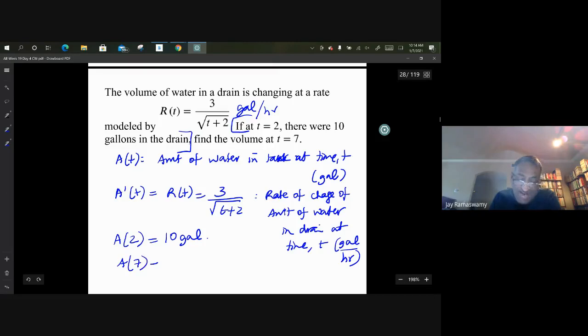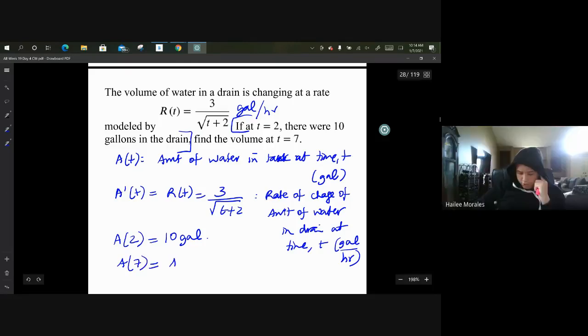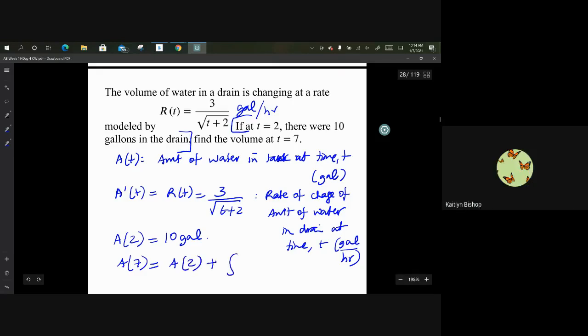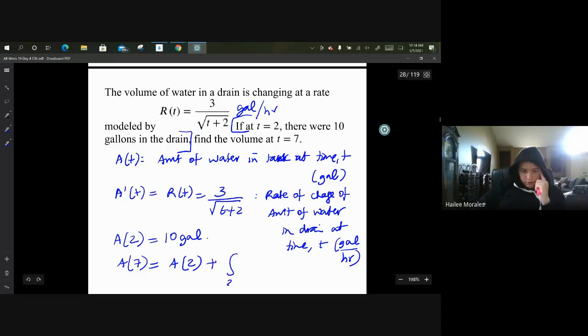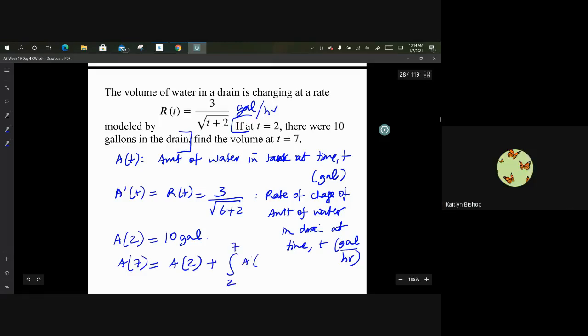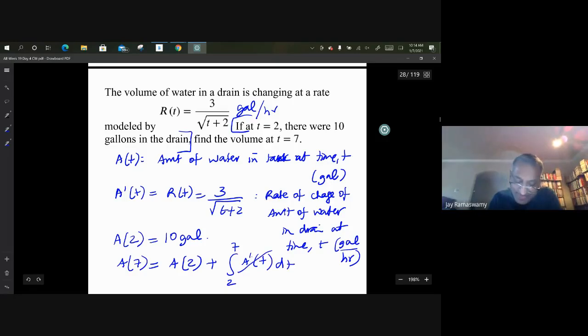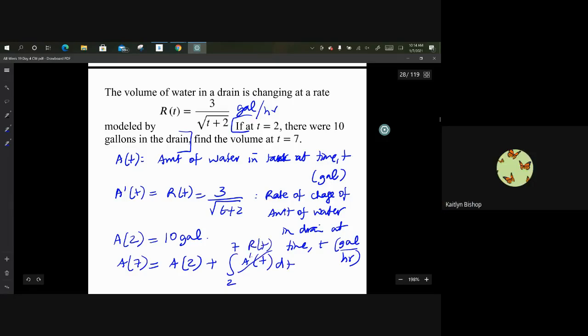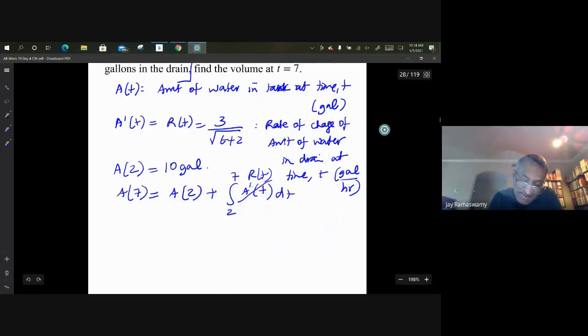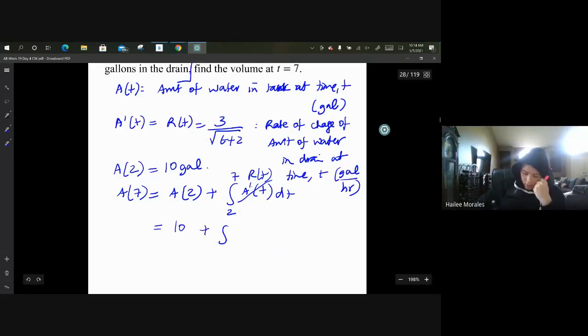They give you a starting value. So A of 7 equals A of 2 plus the integral from 2 to 7 of A dash of T dt, and A dash of T is nothing but R of T. And finally, last step. A of 2 is given to be 10, plus the integral from 2 to 7.